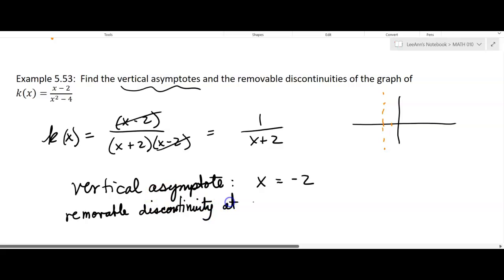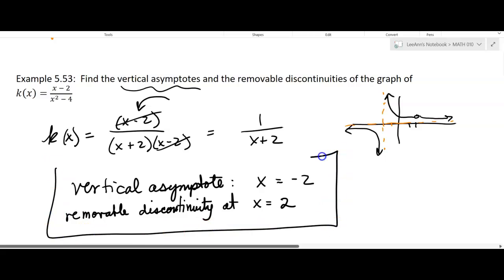At x equals 2. So the graph is going to look something like this, but at 2, so let's see, where would 2 be? 1, 2. It's going to have a hole in the graph. So it's going to do something like this, but at 2 there's going to be a hole in the graph. And it's because that's the factor that canceled when x equals 2. Okay? All right, but this is what they asked for. They didn't ask us to graph it.